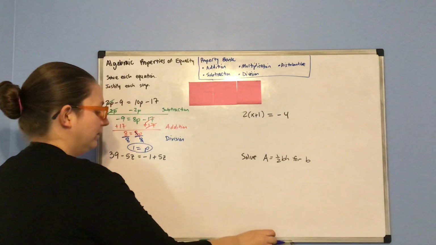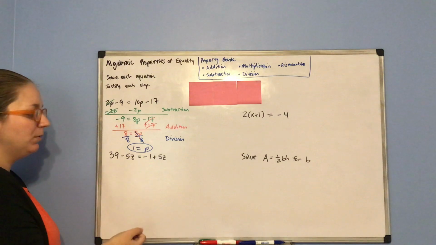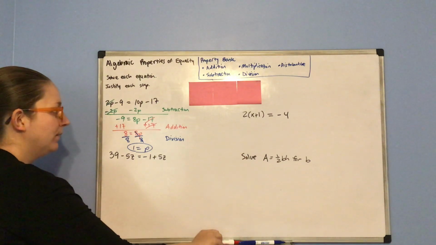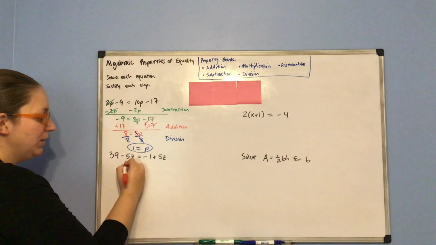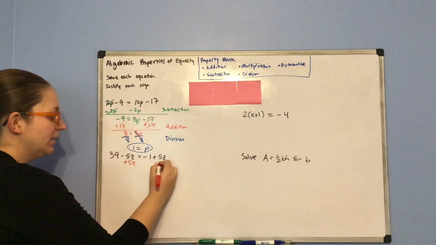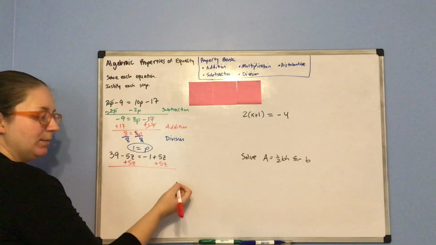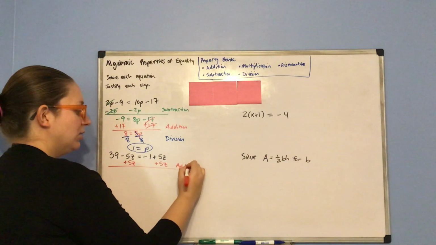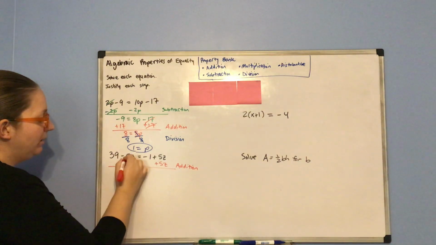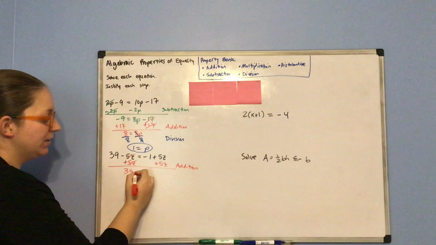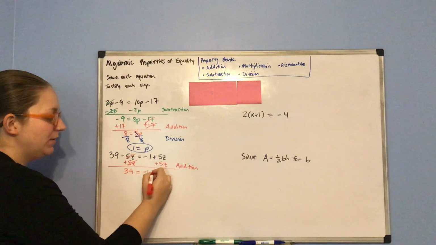Let's try another one. So I have 39 minus 5z equals negative 1 plus 5z. I'm going to start by getting my z terms on the same side, so I'm choosing to do this by adding 5z to both sides. Since I added the same thing to both sides of the equation, I used my addition property of equality. 39 stays the same. These cancel because we used opposites. Negative 1 stays the same. 5z plus 5z is 10z.